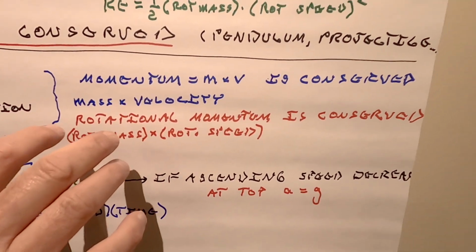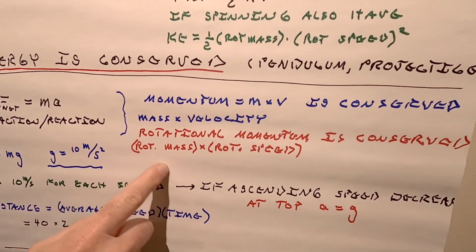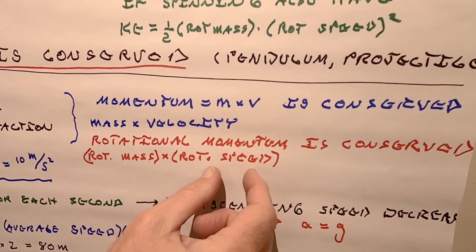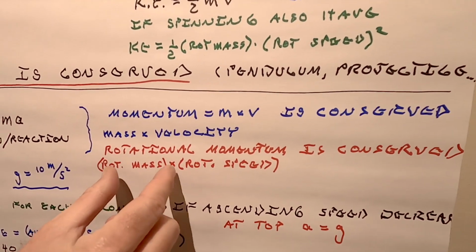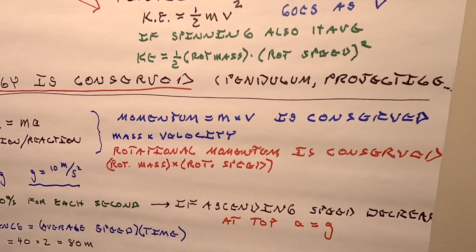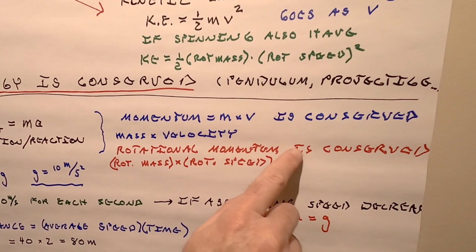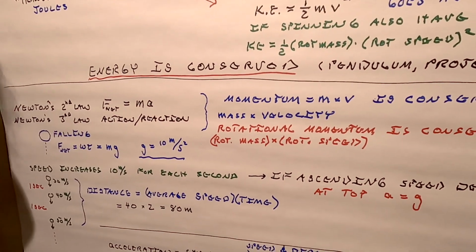So when an ice skater pulls in her hands and she's spinning, she's making her rotational mass smaller. Her rotational speed grows. But the product of these two, rotational momentum, is the same. Okay, so there is momentum. Again, it just comes from Newton's laws.